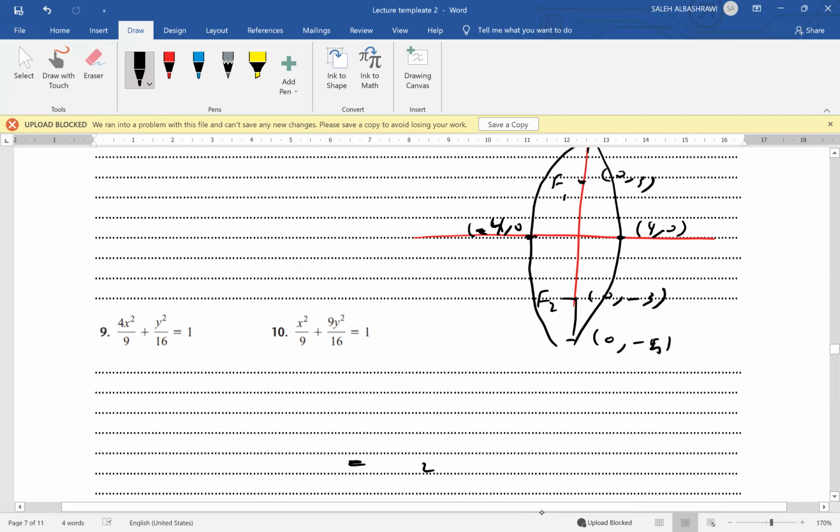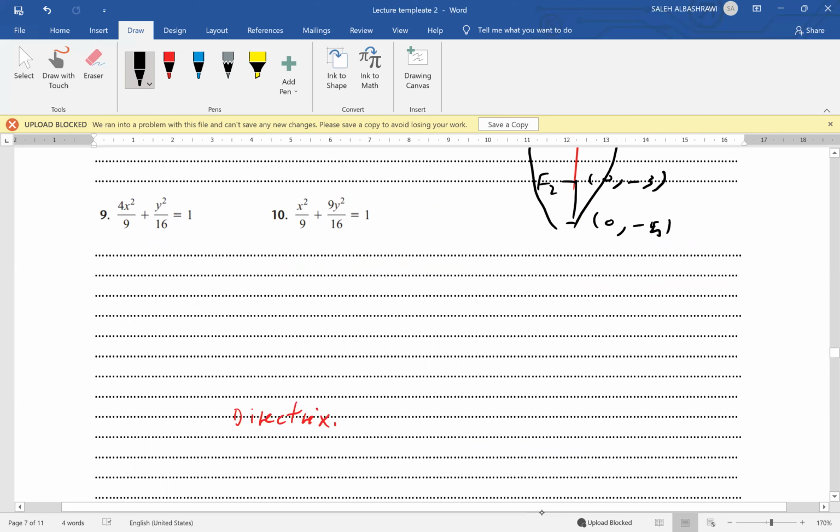Let's take another one. Question number 9. I need to find the center and the vertices for this ellipse. First of all, this is not in the standard form. I have 4x squared, and because of this number I can't find the center. So we have to put it in the standard form as the first step.